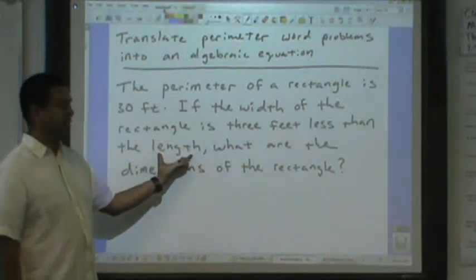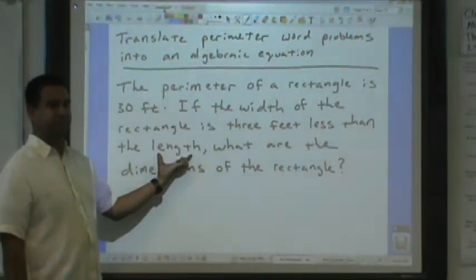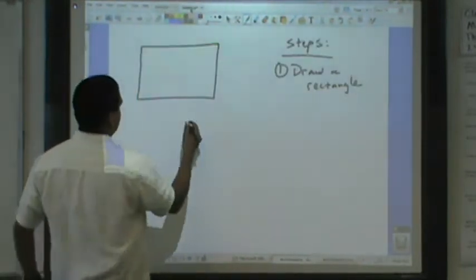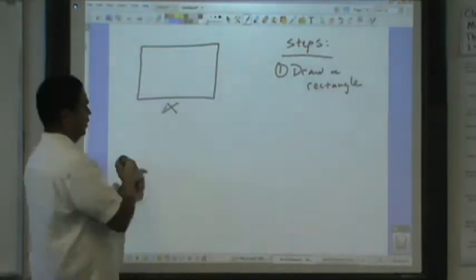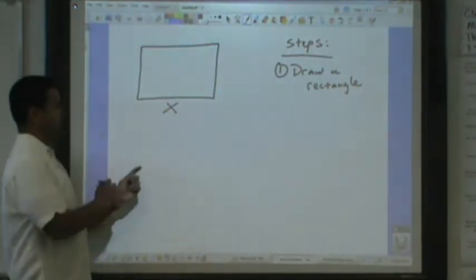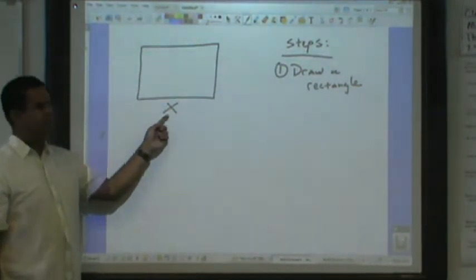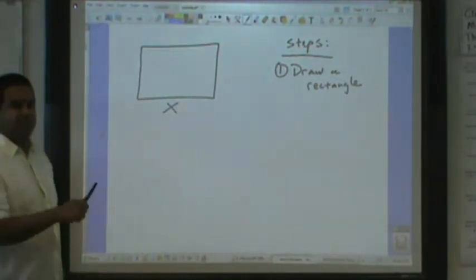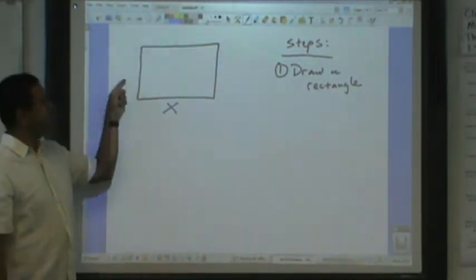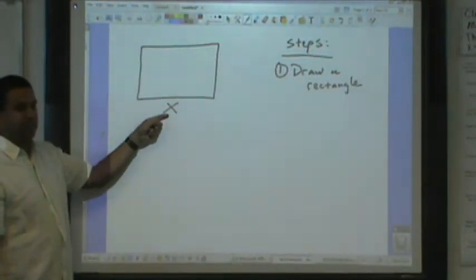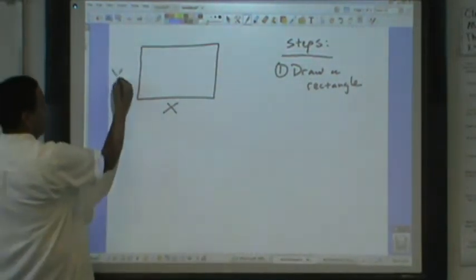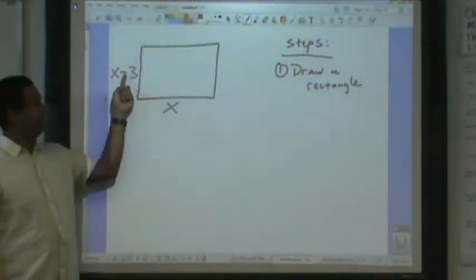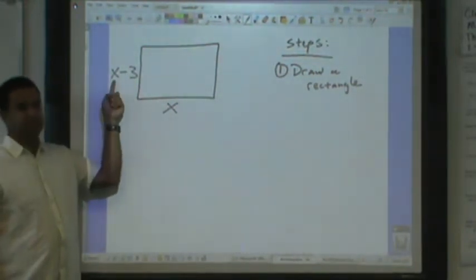So in our picture, my length would be my x. That's going to be our unknown, our variable, because we know the width. It was 3 feet less than this. So how do we write 3 feet less than this? x minus 3. Good. 3 feet less than the length.